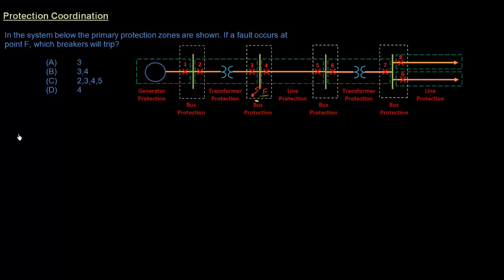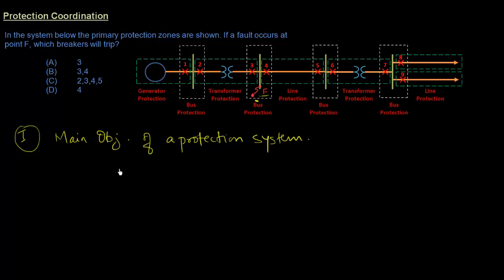What I want to start off with is focusing on where coordination fits in a relaying protection system. So for that, let's look at what are some of the main objectives of a protection system. So one of the very first things when you're designing a protection system is you want to make it selective. So it's selectivity, and that's where coordination fits in.